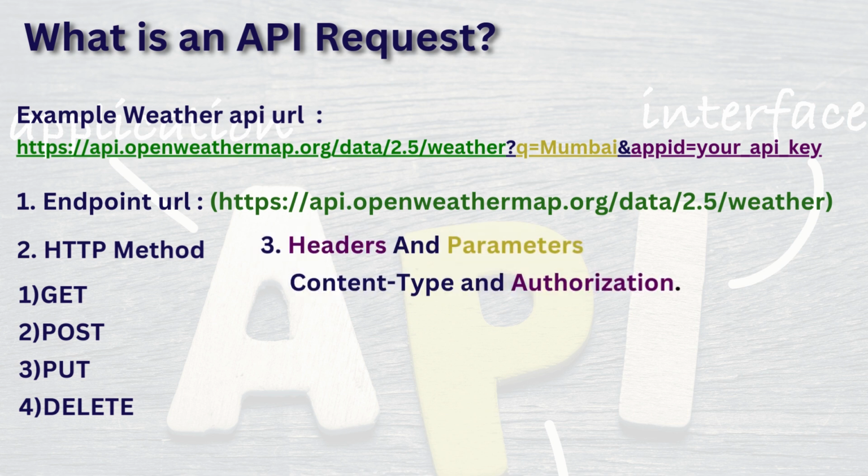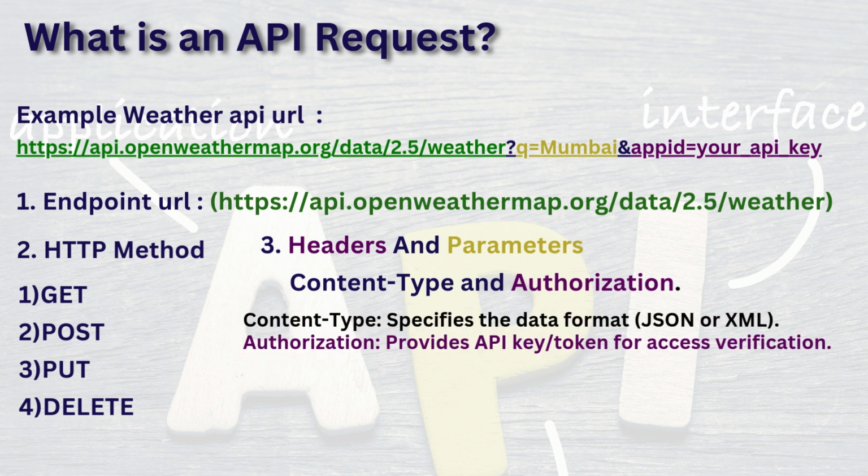The third part is header. Header carries additional information. In header we define two important things, the content type and authorization. Content type tells the API what format you want the data in, like JSON or XML. It's like specifying how you want to receive your information. And the authorization is where you provide your API key or token. Maybe it can be client ID or client secret. But in this example, the API ID, your API key, acts as a part of authentication.